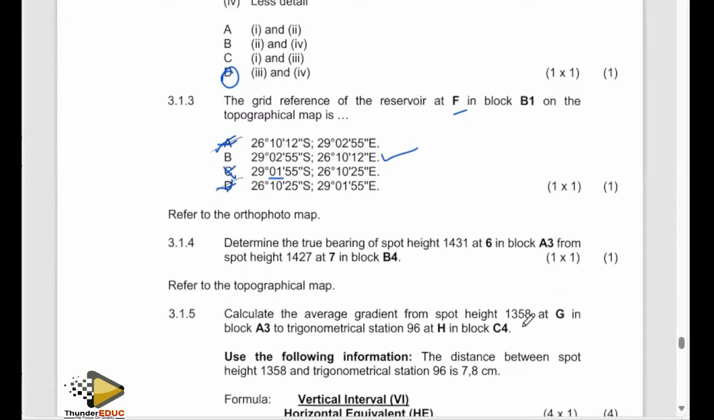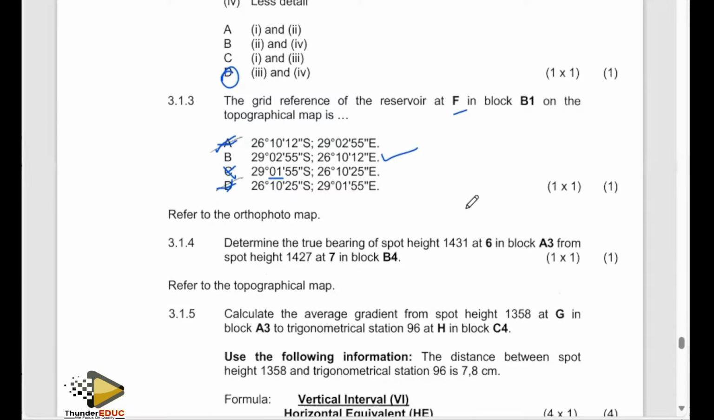Refer to the orthophoto. Determine the true bearing of spot height 1431 at G in block A3 to trigonometrical station 96 at H. Right, we want the true bearing between those 2 points. So we want the bearing of that spot height on the orthophoto map.